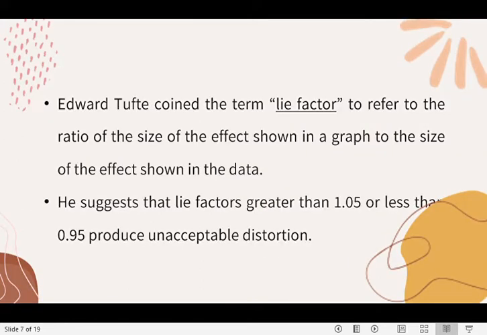Now, Edward Tufte coined the term lie factor to refer to the ratio of the size of the effect shown in a graph to the size of the effect shown in the data. So in the presentation a while ago using computers, you see that there is a large image which creates an effect on how you are going to interpret the data. He suggests that lie factors greater than 1.05 or less than 0.95 produce unacceptable distortion. This only means that bigger images will create distortion or confusing interpretation of data.